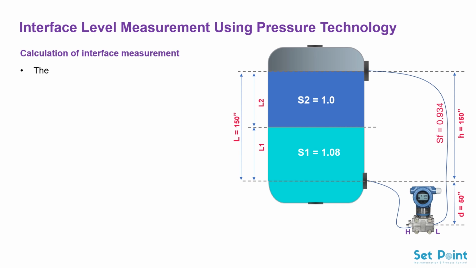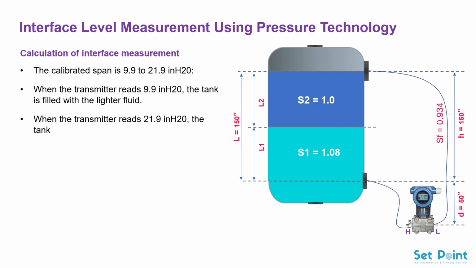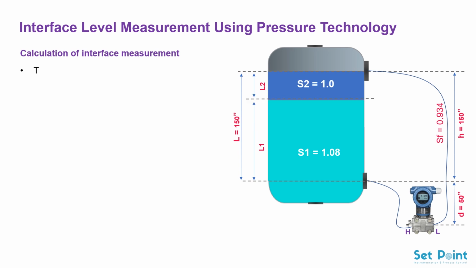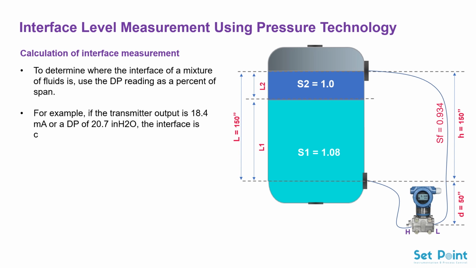The calibrated span is 9.9 to 21.9 inch H2O. When the transmitter reads 9.9 inch H2O, the tank is filled with the lighter fluid. When the transmitter reads 21.9 inch H2O, the tank is filled with the heavier fluid. To determine where the interface of a mixture of fluids is, use the dP reading as a percent of span. For example, if the transmitter output is 18.4 milliamperes or a dP of 20.7 inch H2O, the interface is calculated by using the formula.